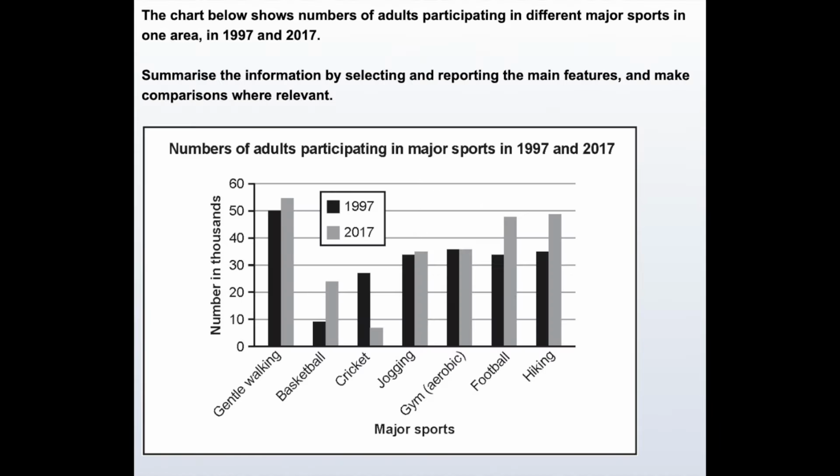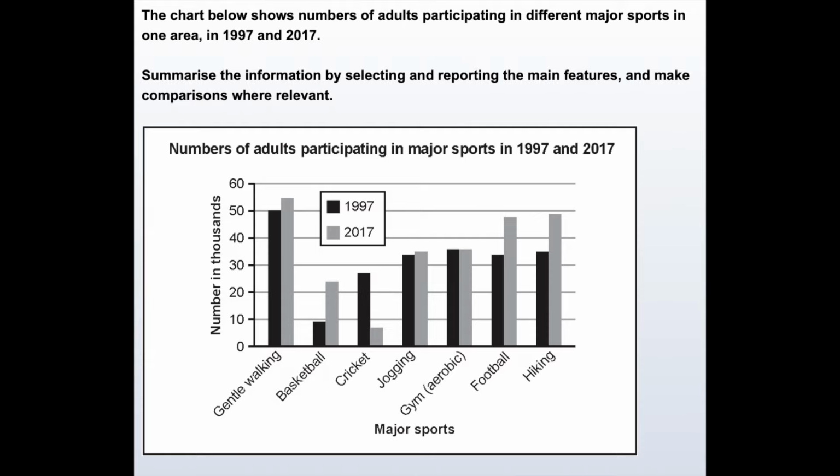We've already talked about gentle walking, basketball, cricket, football, hiking. The only two things that we have not talked about are gym and jogging. Now in these two cases, we see that gym doesn't see any change in numbers, and in jogging there is a very little change, which is a very minute change. So in the end paragraph we are just going to mention a little bit about these two points so that we are describing everything that is given in the chart.